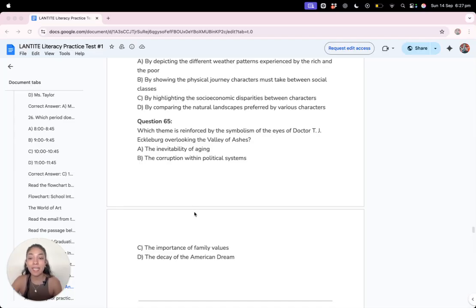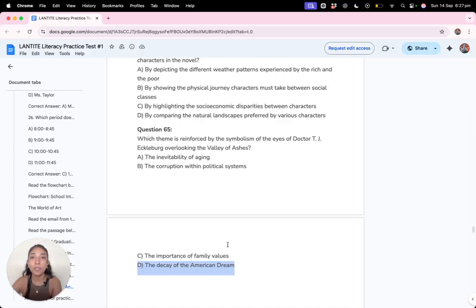So we can see that it is D, the decay of the American dream. That's because the imagery of the eyes overlooking a wasteland comments on the erosion of the American dream in a society obsessed with material success, yet lacking in genuine happiness and ethical values.